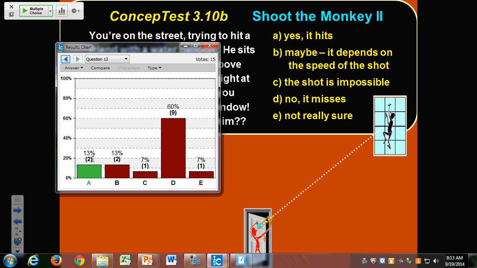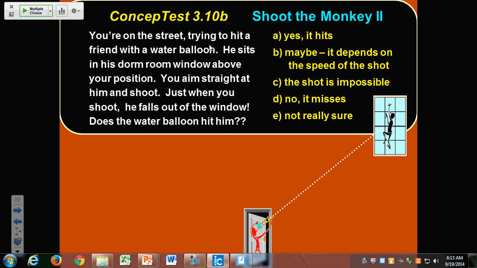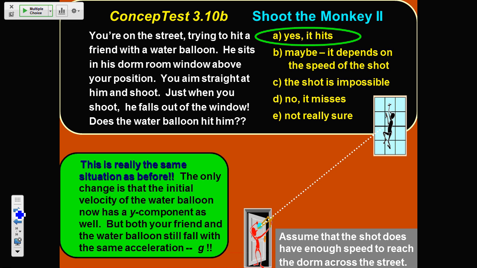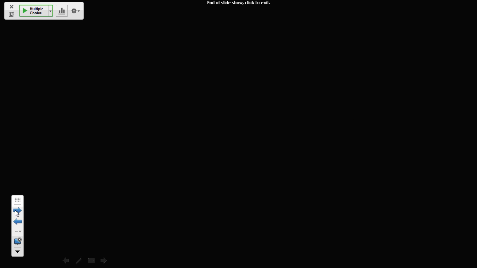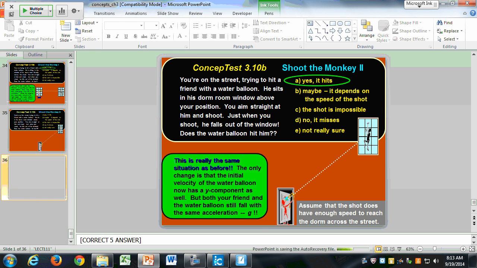A's the right answer. It still hits. We'll work through a problem now. I'll show you mathematically that it works out. But the same idea occurs, that it falls at the same rate. They both fall at the same rate, and so it's going to strike them. Okay, we'll work through a problem right now. I'll show you this.